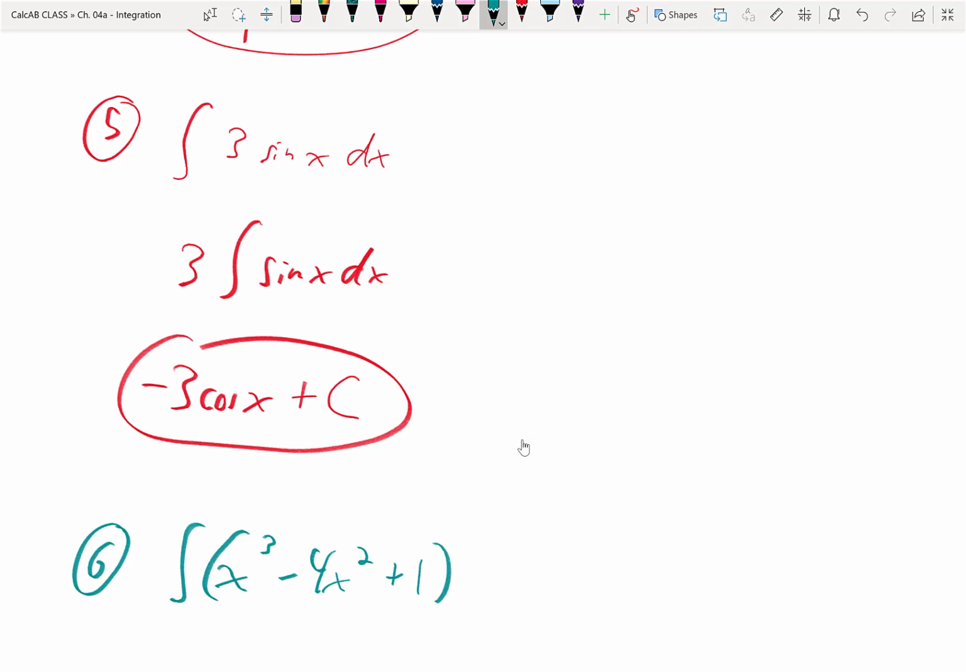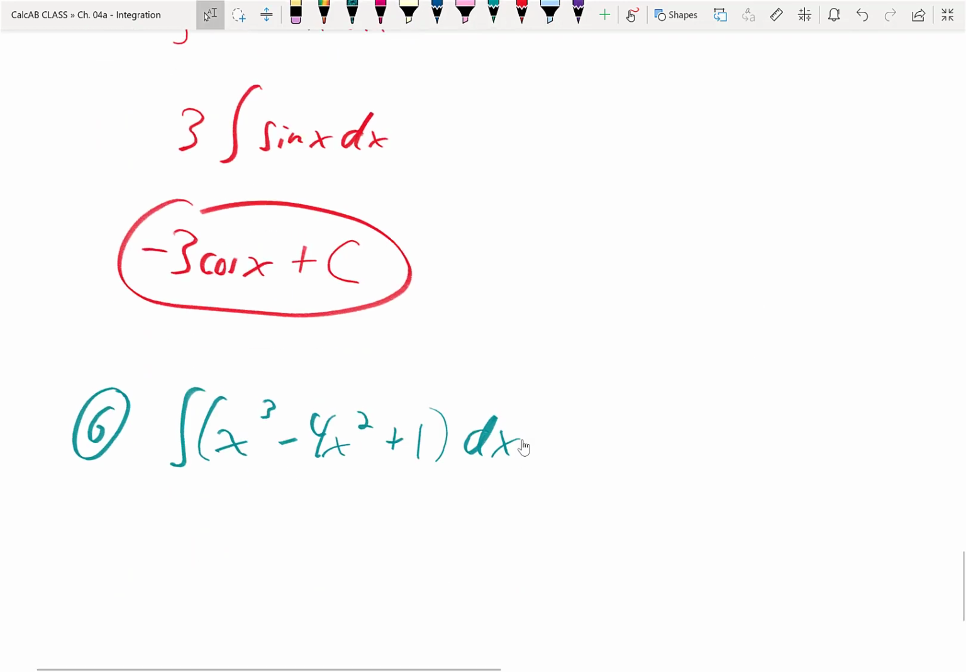The integral of x cubed minus 4x squared plus 1. Please do not write it like this. I think you guys can all agree you need those parentheses to close off the polynomial. And just raise and start dividing. X cubed becomes x to the 4th over 4. 4x squared becomes 4x cubed over 3. 1 becomes x. And then you have plus a constant.